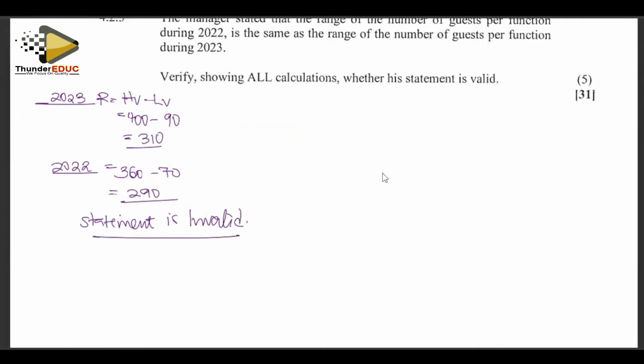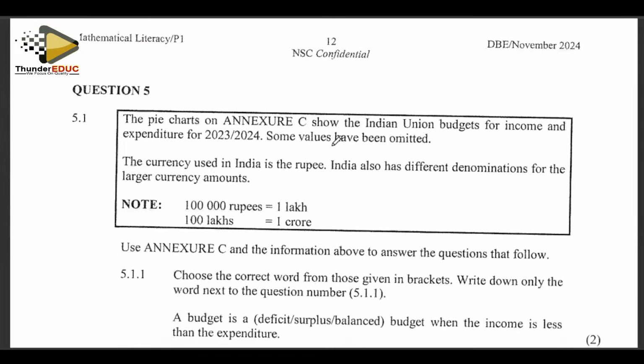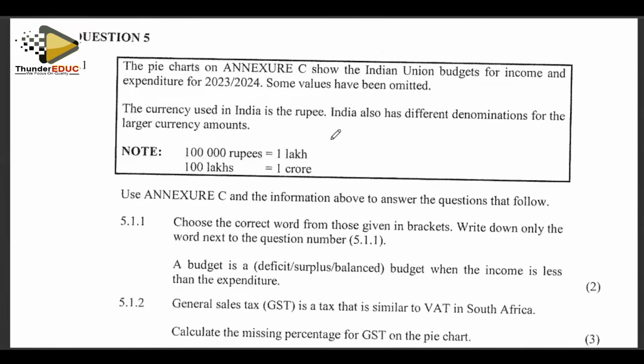We look at question number 5, which says the pie charts on annexure C show the Indian Union budget for income and expenditure for 2023. Let's look at annexure C.